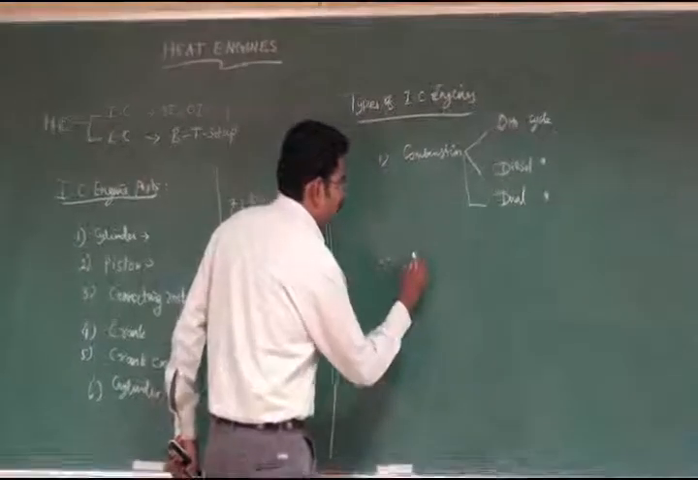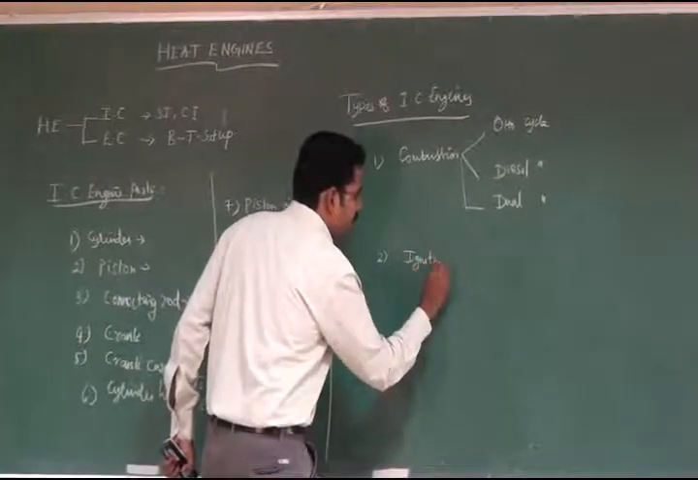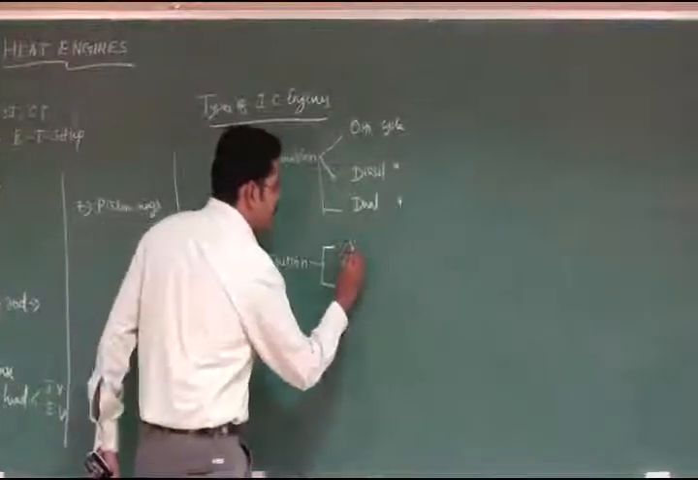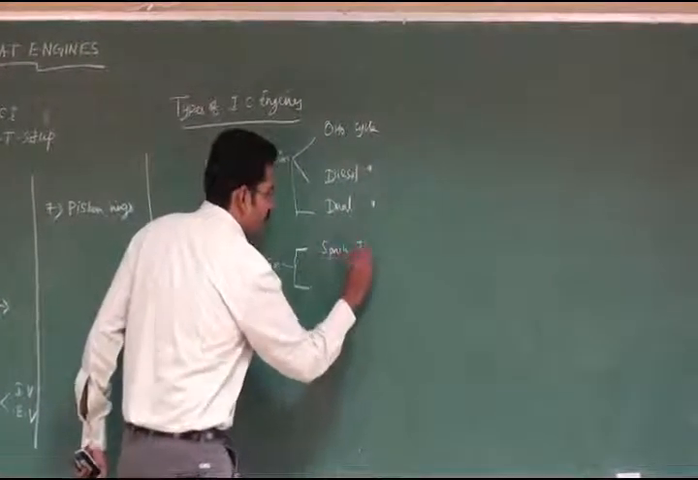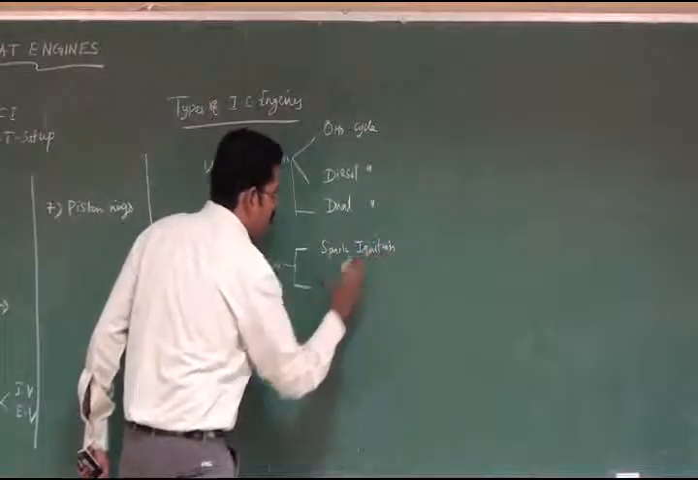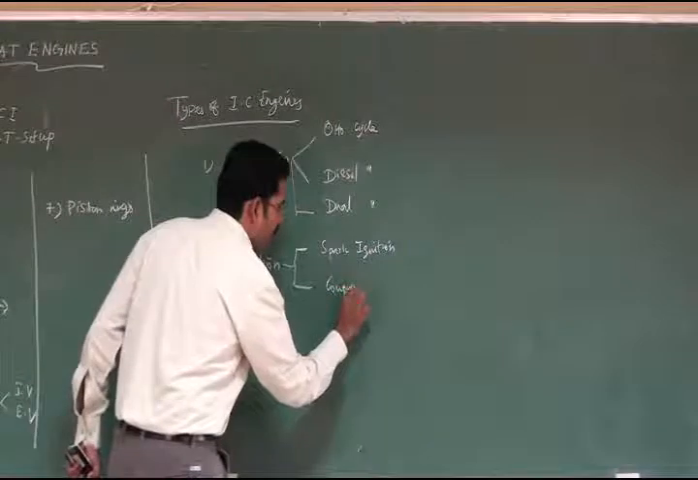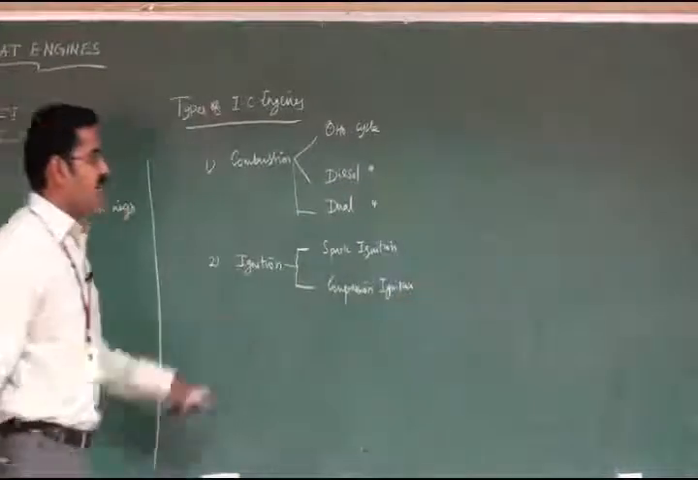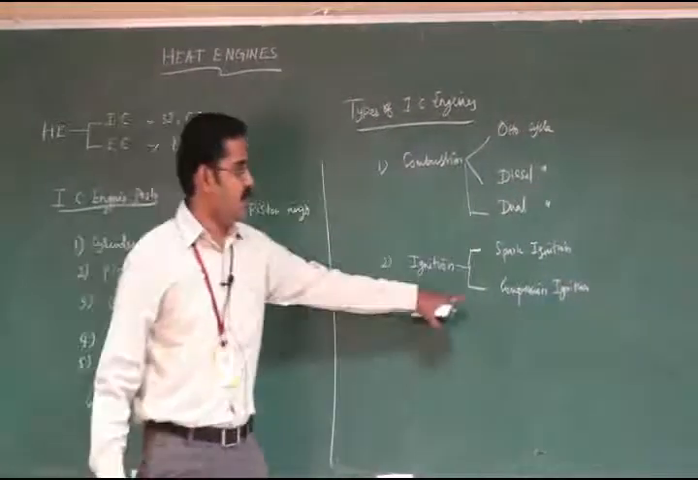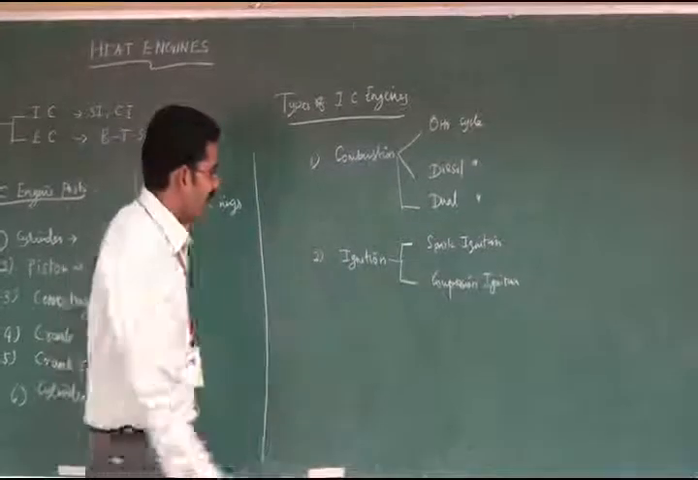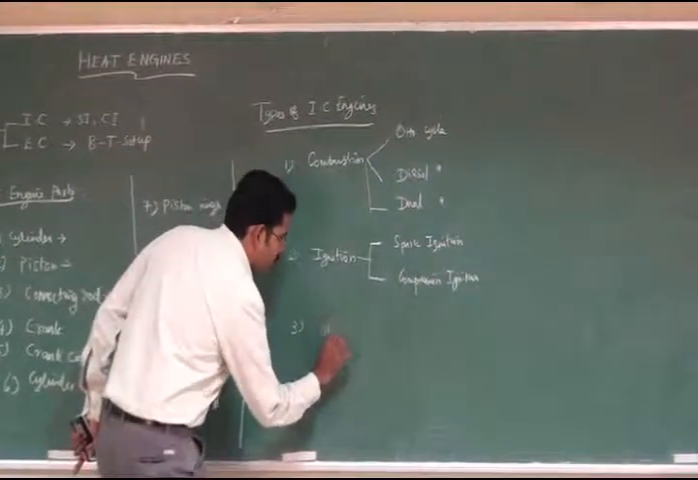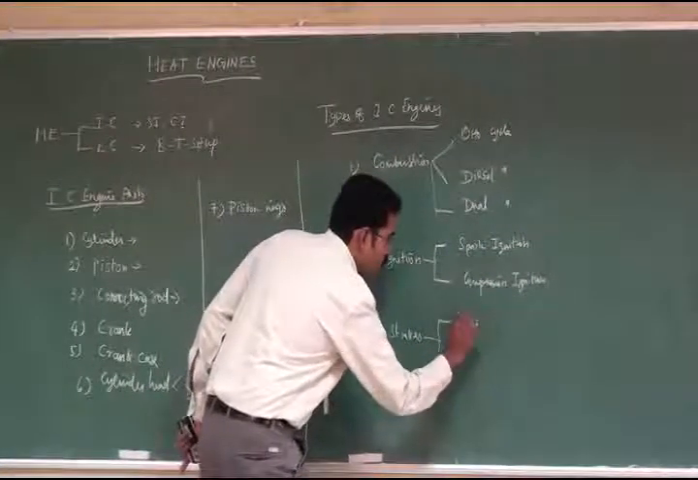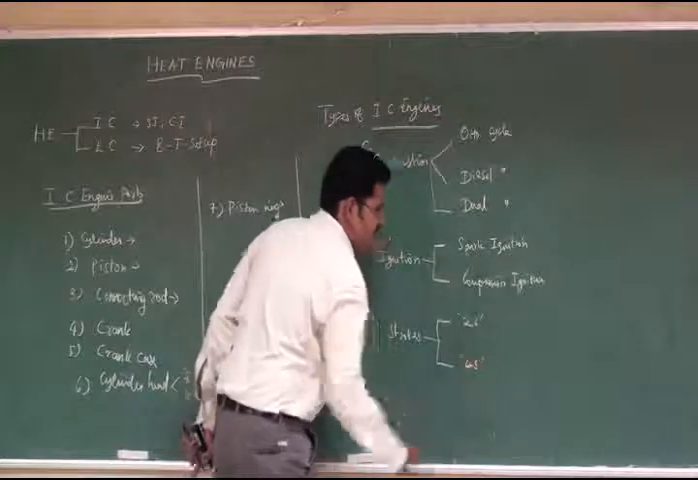Second type, based on the ignition, it is classified into two categories. One is spark ignition engine. Second one is compression ignition engine. Spark ignition normally is called a petrol engine, and compression ignition is normally termed a diesel engine. Third one, based on the strokes, it can be divided into two categories. One is two-stroke engines, another one is four-stroke engines.